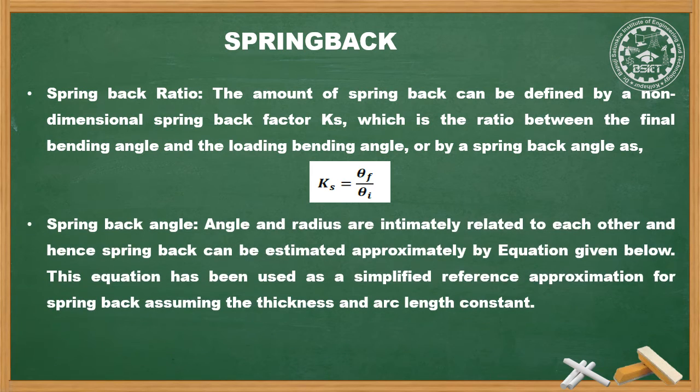Next is spring back angle. Angle and radius are intimately related to each other and hence spring back can be estimated approximately by the equation given. This equation has been used as a simplified reference for approximation of spring back, assuming the thickness and arc length as constant. The equation is delta theta is equal to theta i minus theta f.